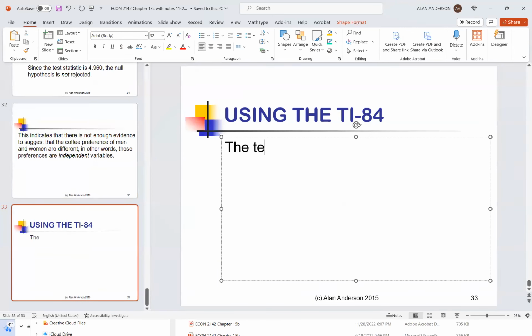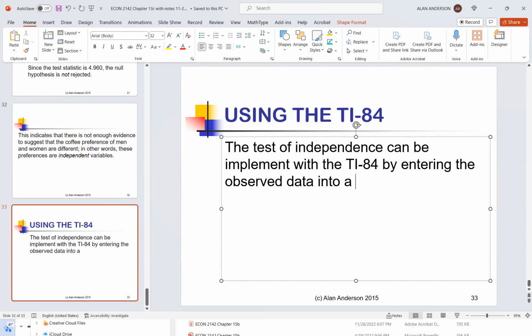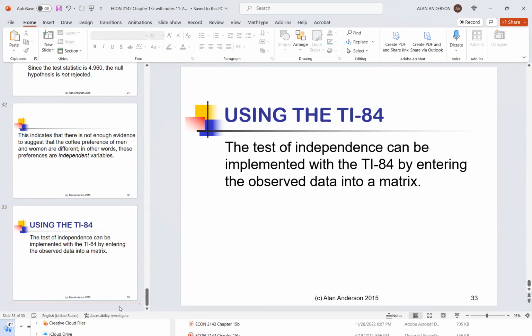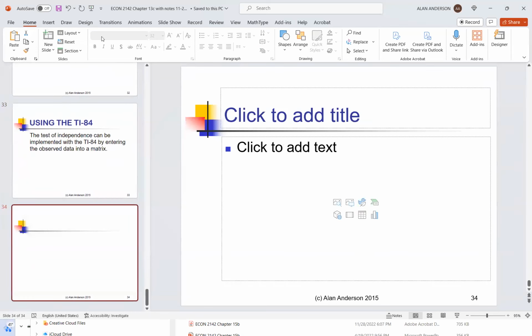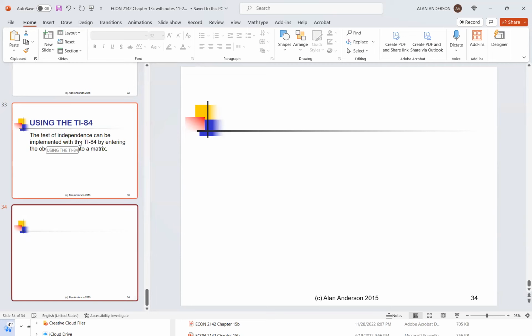The test of independence can be implemented with the TI-84 by entering the observed data into a matrix. Okay, now, what exactly is a matrix? You may have run into this in a lower level math class. Let me just run through a quick example.